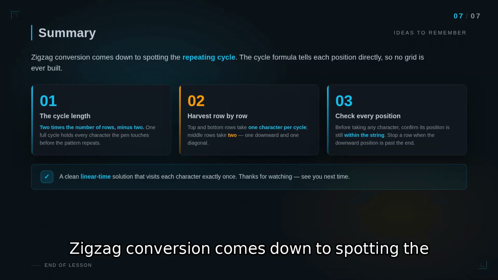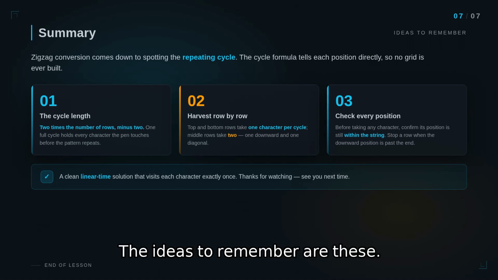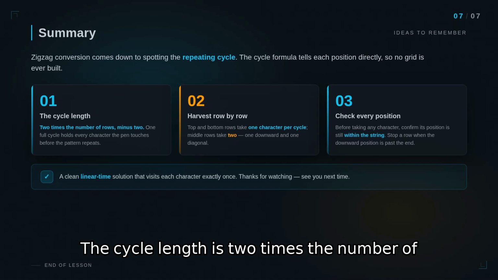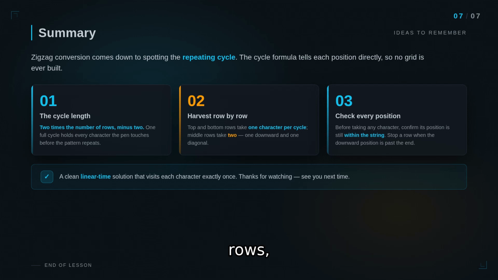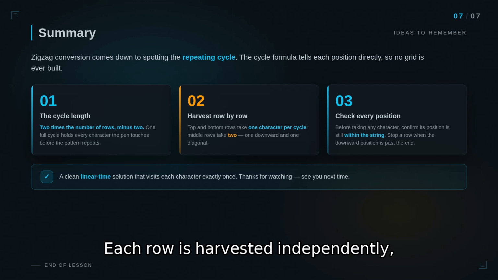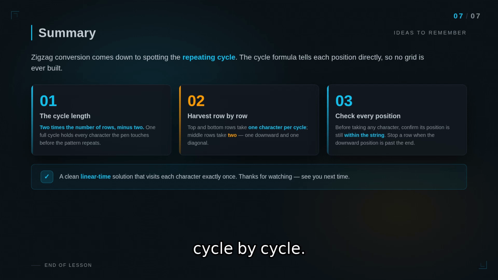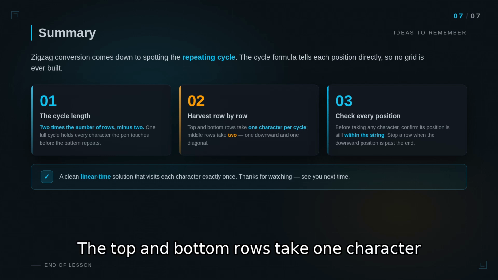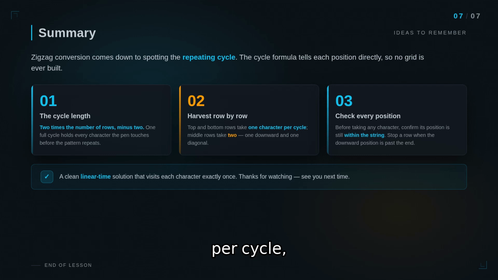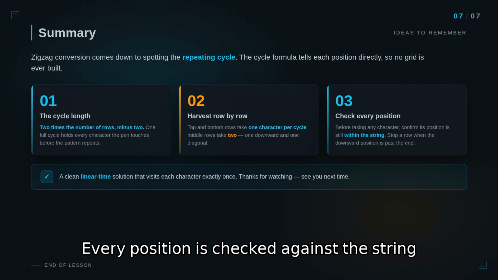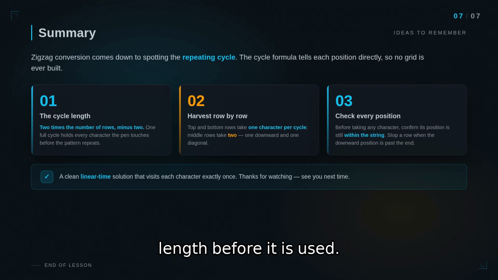Summary. Zigzag conversion comes down to spotting the repeating cycle. The ideas to remember are these. The cycle length is 2 times the number of rows, minus 2. Each row is harvested independently, cycle by cycle. The top and bottom rows take 1 character per cycle, and the middle rows take 2, 1 downward and 1 diagonal. Every position is checked against the string length before it is used.